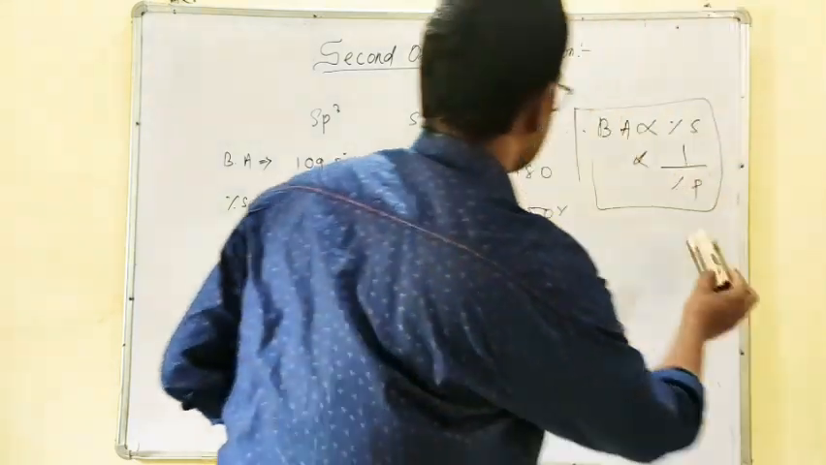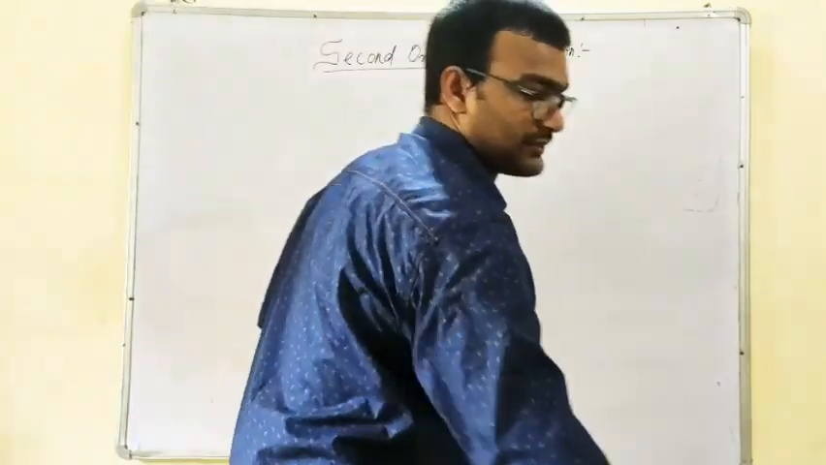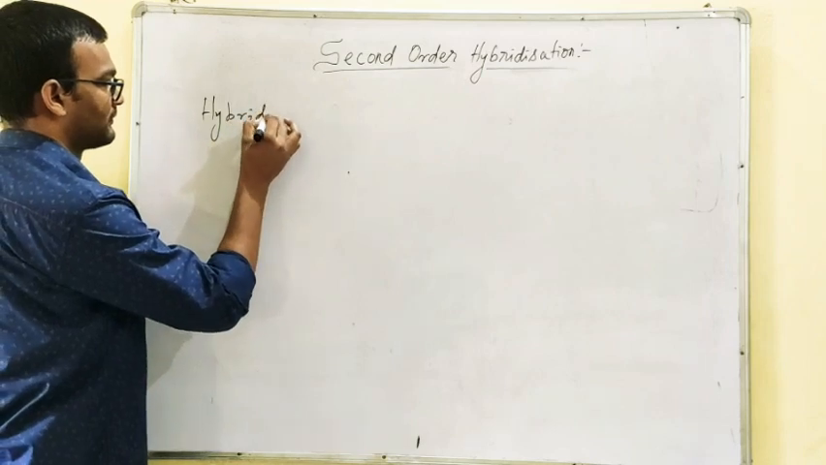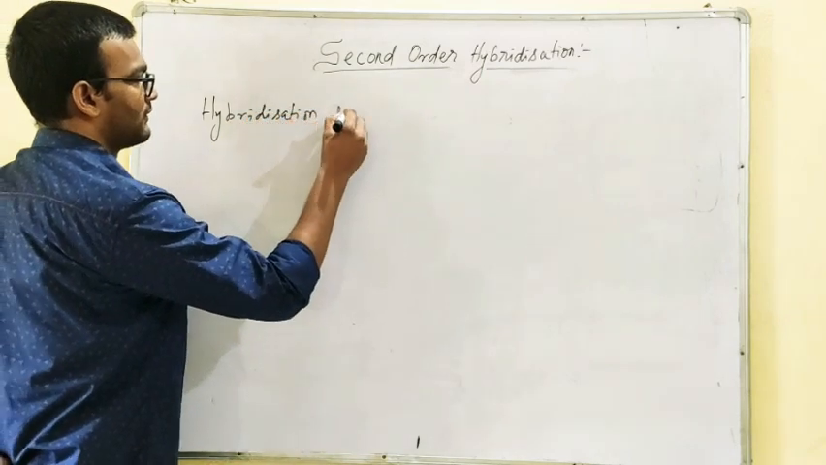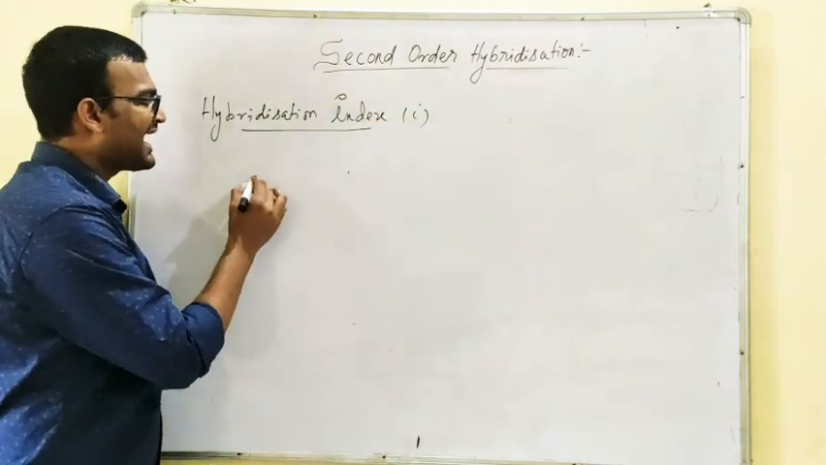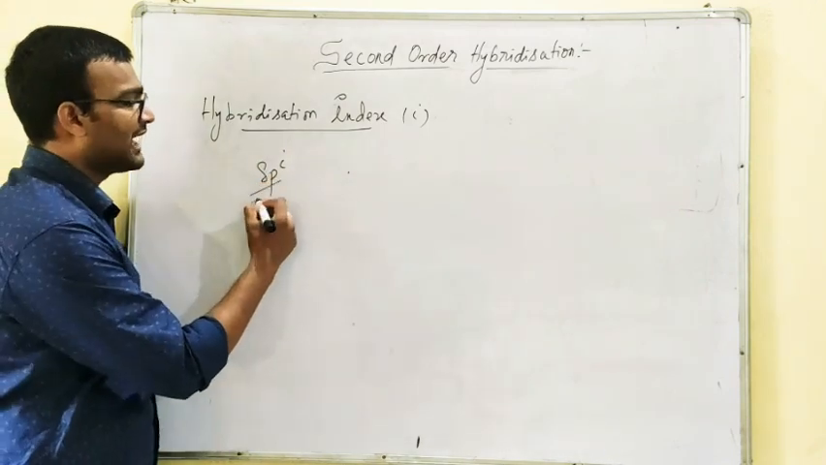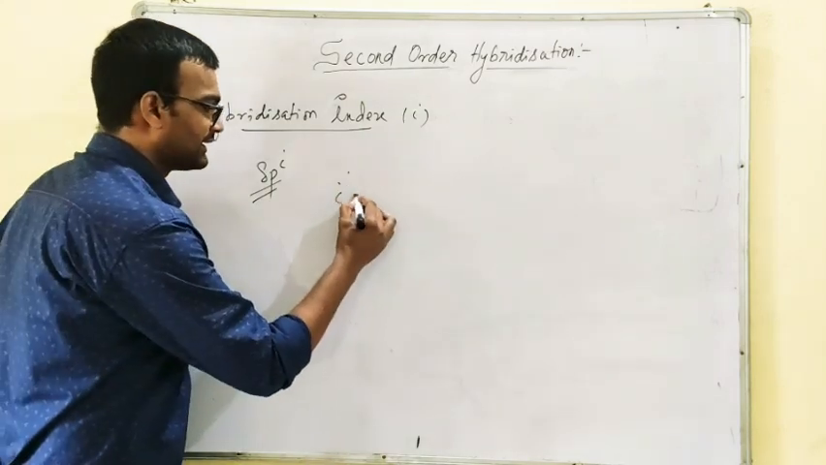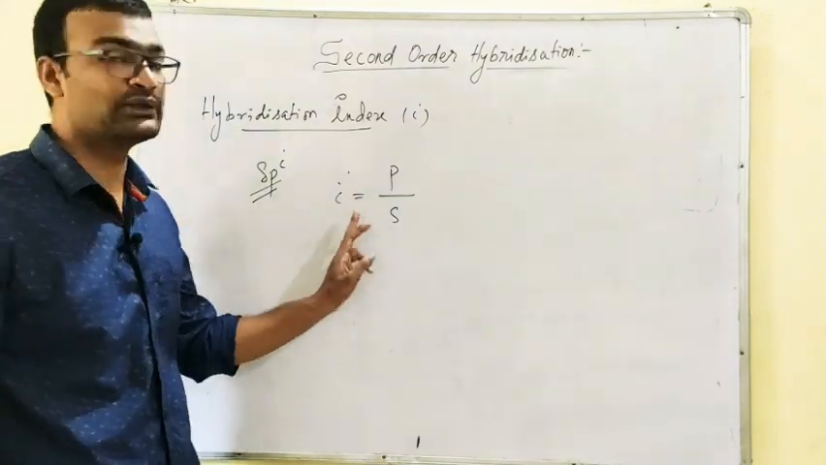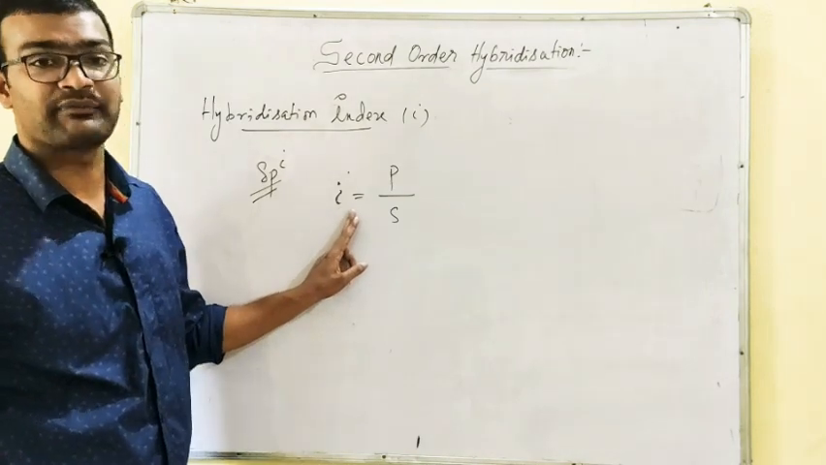Now let me discuss another important term, hybridization index. So what is hybridization index, I? For any hybridization spI, this is your hybridization index, where I is equal to the number of p orbitals to the number of s orbitals. This is a ratio. The hybridization index is nothing but a fraction.